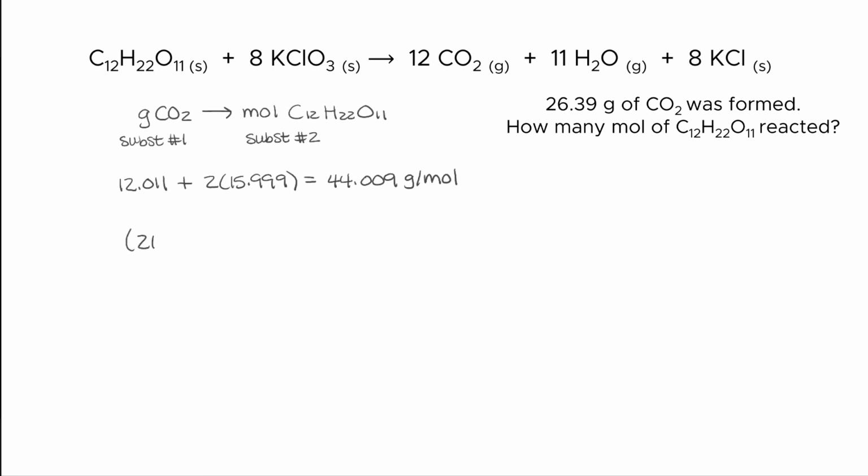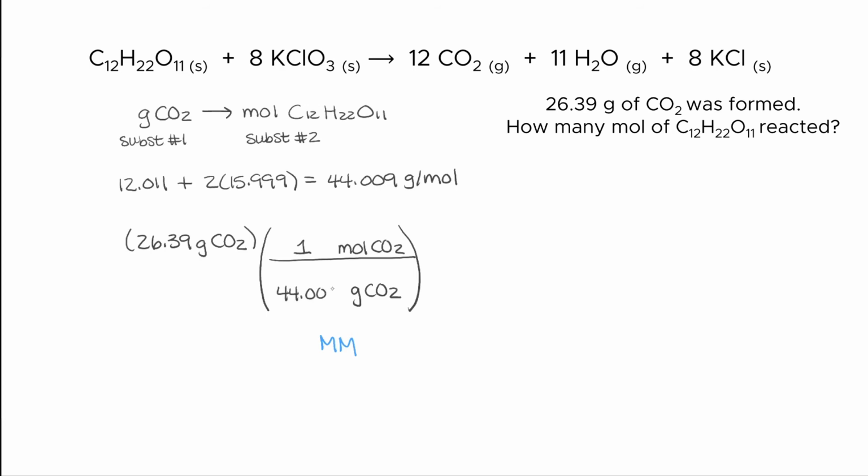Setting up the problem, we start with what we're given, 26.39 grams of CO2. Then we'll apply our molar mass conversion factor to convert grams to moles. Since grams of CO2 is in the numerator, we'll need grams of CO2 in the denominator of the molar mass conversion factor and moles of CO2 in the numerator. We have 1 mole and 44.009 grams. We'll cancel our units.